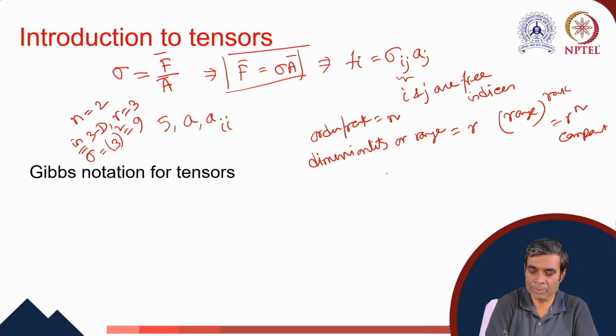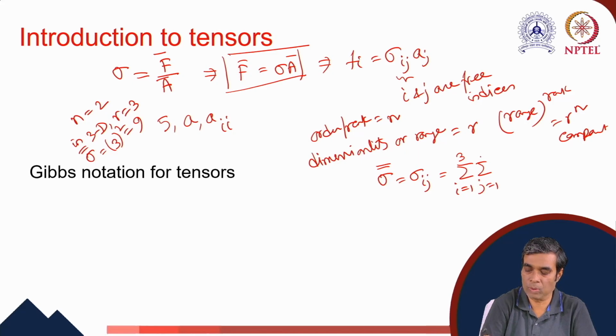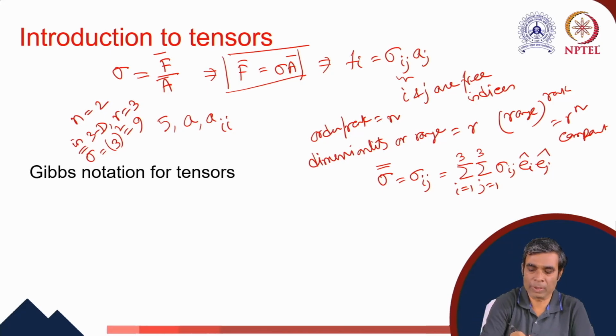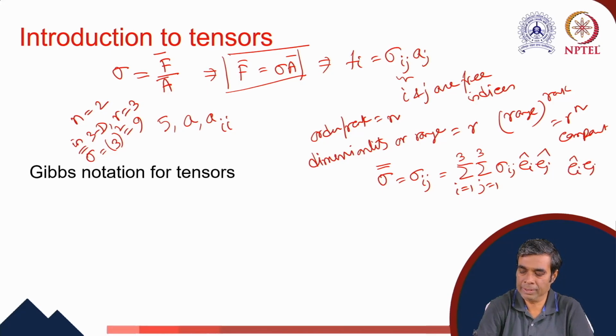Now, these 9 components in 3 dimensions can be written as sigma double bar equals sigma ij. We can write it as summation over i equals 1 to 3, summation over j equals 1 to 3, sigma ij, ei cap, ej cap. Now this ei cap is a unit vector, and ei cap, ej cap together form a dyad that is used for defining the directions associated with a tensor quantity. It should be noted that ei cap ej cap is not equal to ej cap ei cap.